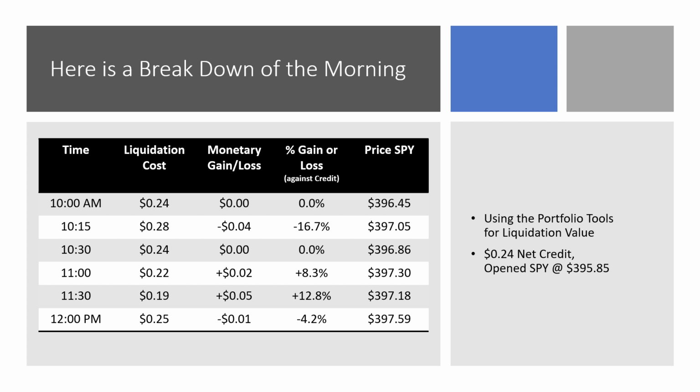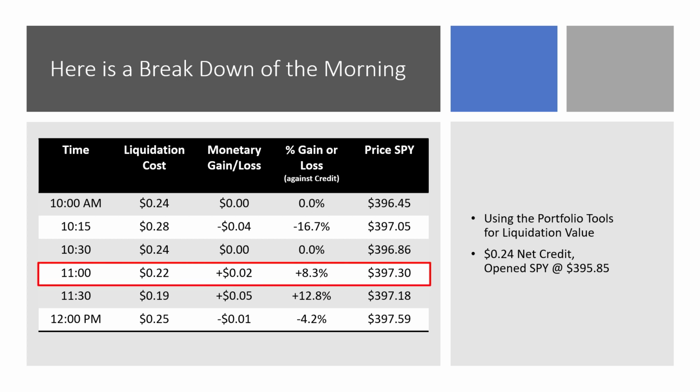11 o'clock. SPY goes to 397.30. Would have cost us 22 cents to close all 4 legs. Monetary profit of 2 cents because the 24-cent net credit was taken in. We've got a gain of 8.3% against that net credit. 2 cents against the 24.